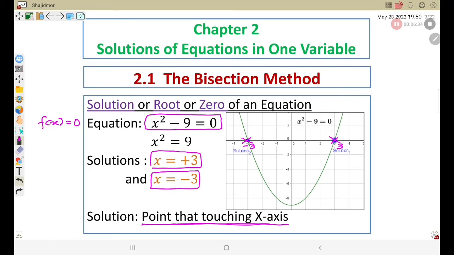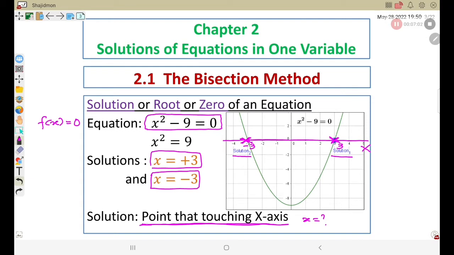Which point is touching the x-axis? What is the x value there? That is the solution of that equation. So this is the x-axis, and in the x-axis, this graph touches 2 points, x equal to plus 3 and x equal to minus 3. So graphically this is the meaning of the solution. This is solution 1 and this is solution 2. The first solution is x equal to plus 3 and the second solution is x equal to minus 3.